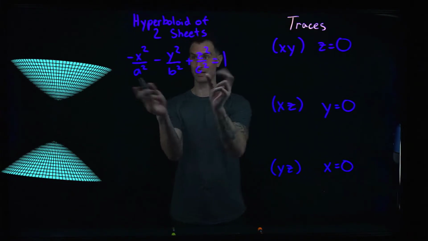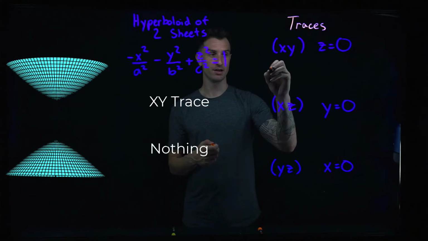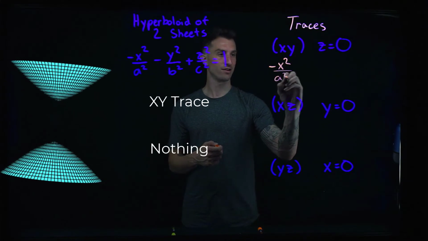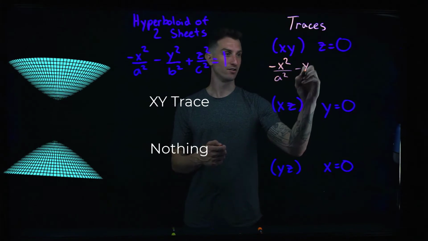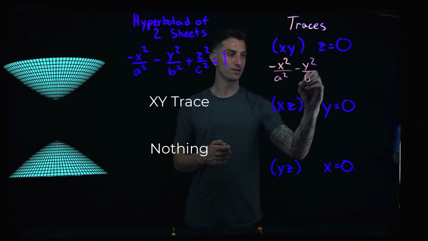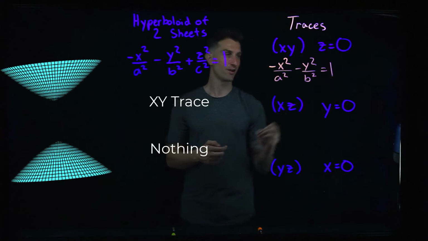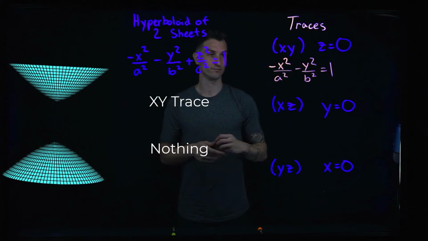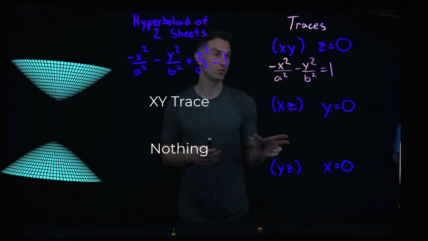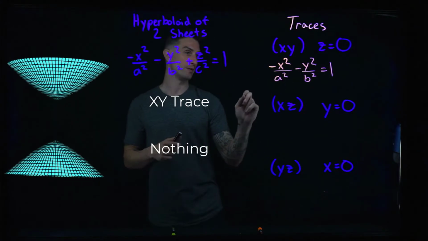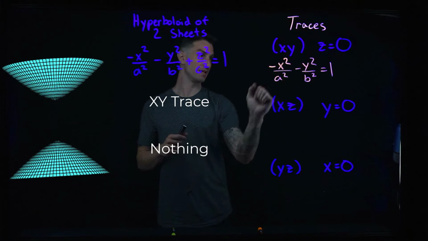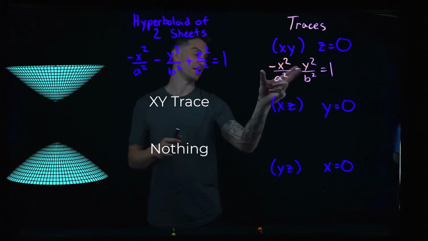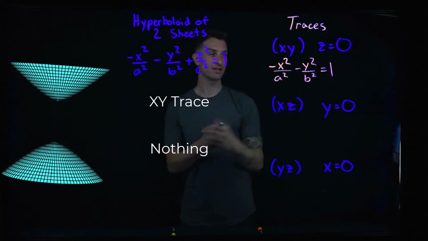Let's set z equal to 0. What do we end up with? We have negative x squared over a squared minus y squared over b squared is equal to 1. And let's stare at this for a second. Is this ever going to be true? We know that x squared will always be positive with a negative sign in front, so this will always be negative. And same thing here, this will be positive with a negative, so this will be negative. Negative minus a negative. We can never get to 1.